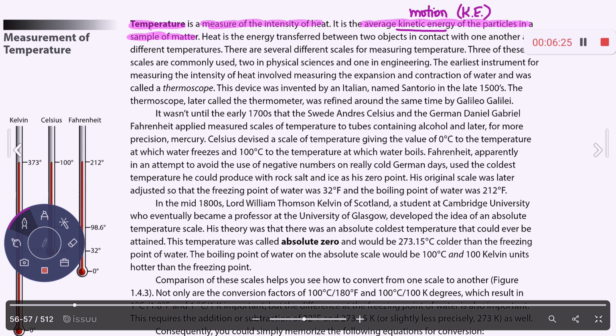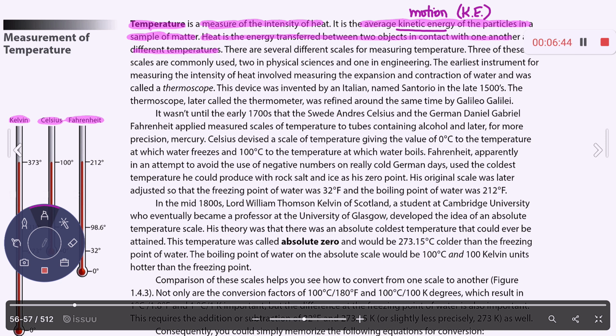When you've got two objects touching, heat's going to transfer from one object to another, and it's always from the warmer object to the cooler object. And there are a few different temperature scales that we're going to be using in chemistry. So we will use Kelvin, Celsius, and Fahrenheit.